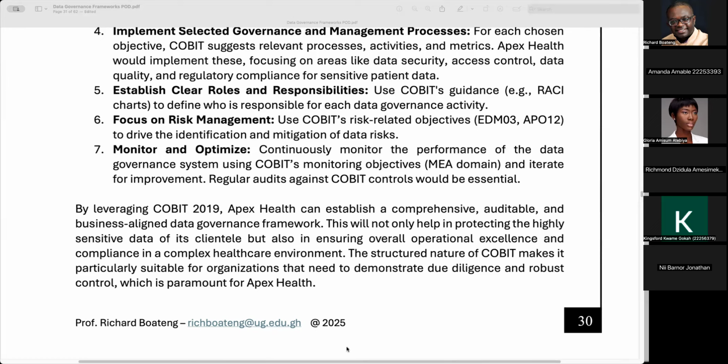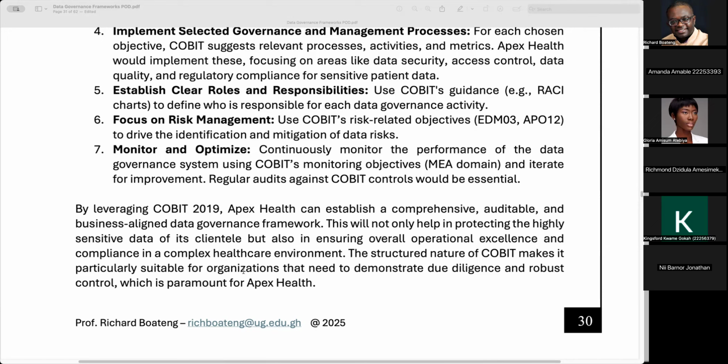Okay, comprehensive and control-focused. Let's switch to the CMMI Data Management Maturity DMM model next. You said this framework focuses on an evolutionary journey assessing current capabilities and building a structured path for systematic improvement. How would Apex Health use this kind of approach?